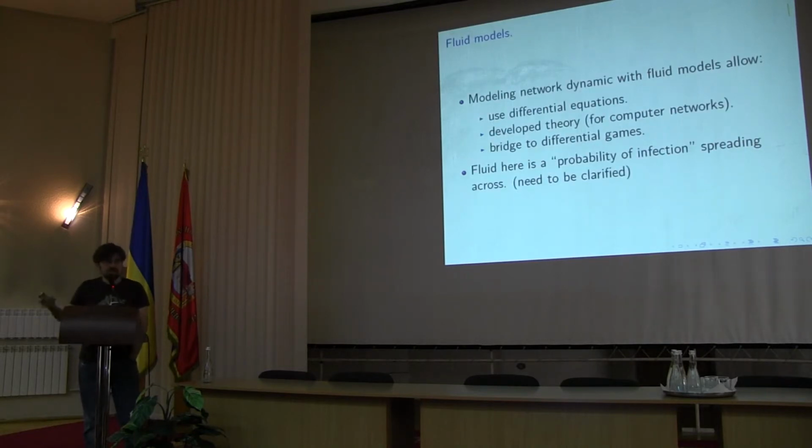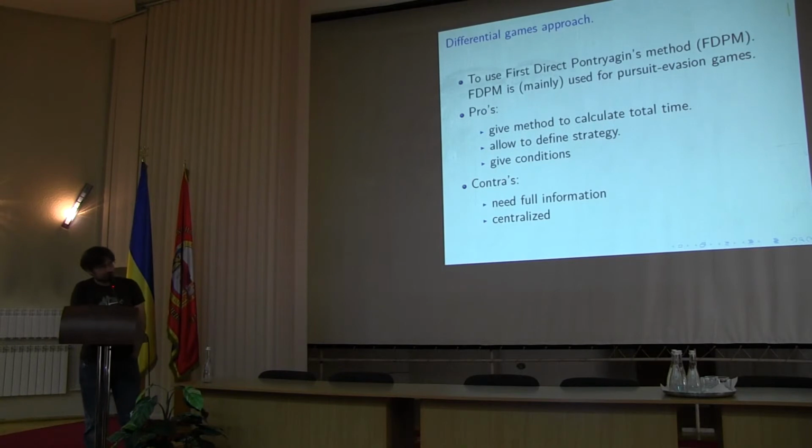And additionally, maybe in line, there are fluid models. Fluid models are actually very useful for modeling computer networks when you have a flow of packets flowing from node to node, from server to computer and so on. So we have this differential equation model, but some clarification is needed: what is the fluid here? Is it the probability of infection or something else? Okay, it needs to be clarified.